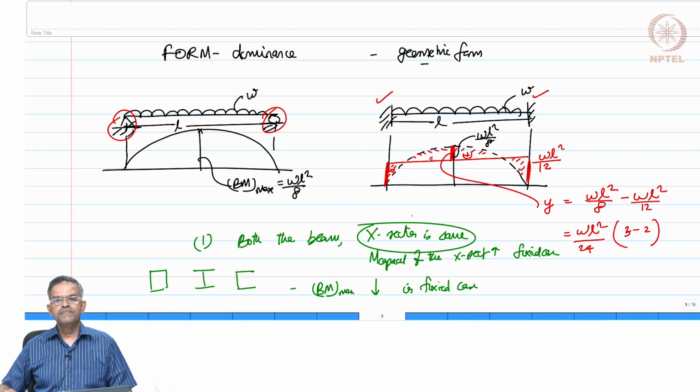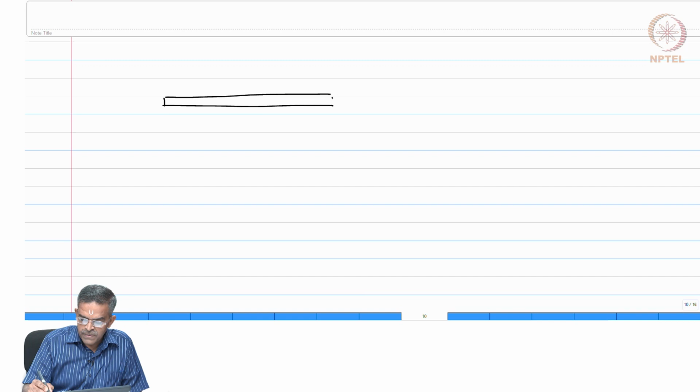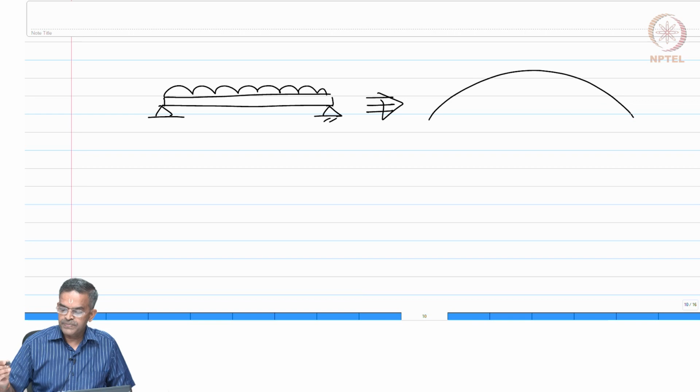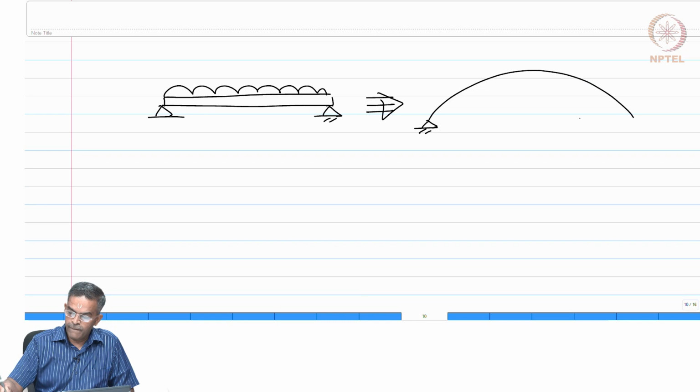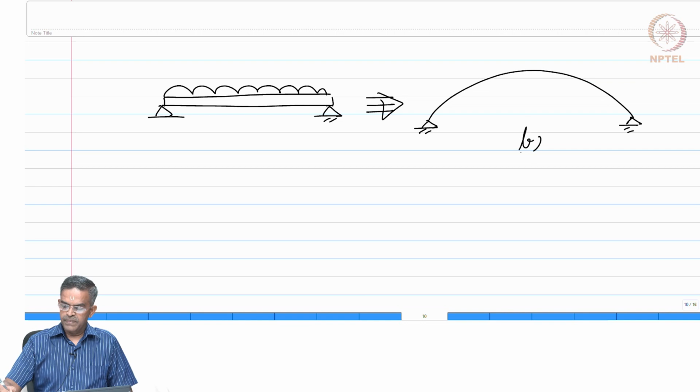This concept is again not new. If I have a beam which is placed to carry a load which is uniformly distributed, in olden days people replaced this beam by an arch. And people understood, it was self-explained in the literature that the configuration B is capable of carrying more load compared to the configuration A.